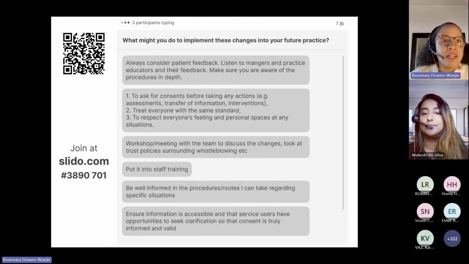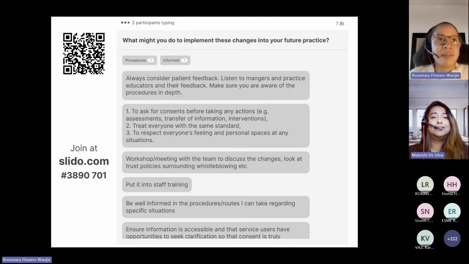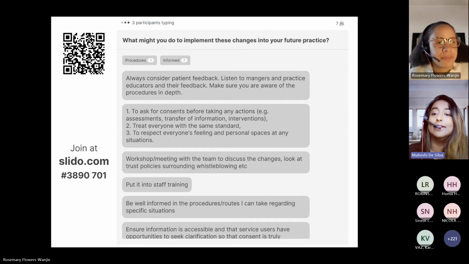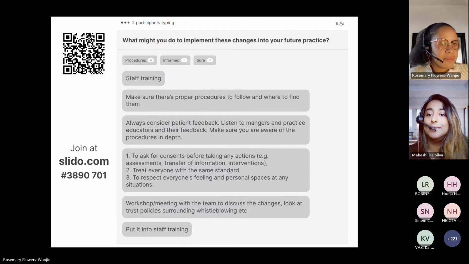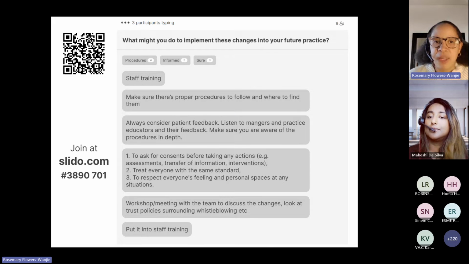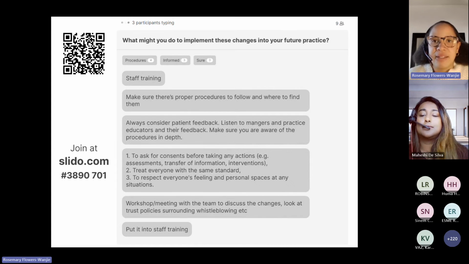Okay, and so let's have a look at our Slido. Yes, another person saying always consider patient feedback. Great. I've got another one saying on both the chat and the Slido to implement into staff training, which is really interesting as well. Yeah, I saw that one as well. I thought that it's coming up quite a bit, staff training, and also we can see here we've got some themes coming up, procedures, informed. So people are also talking about making sure that they know the appropriate procedures in their workplace as well.